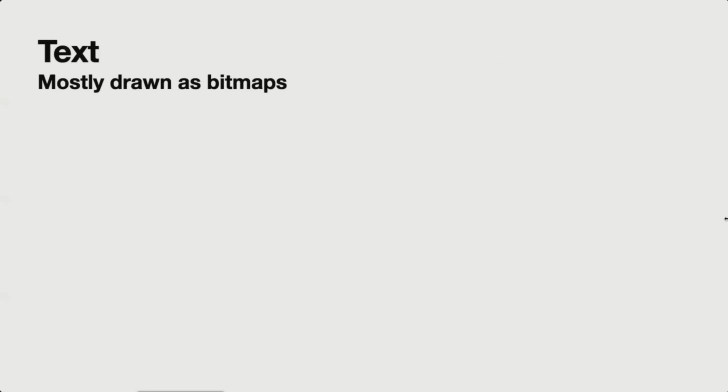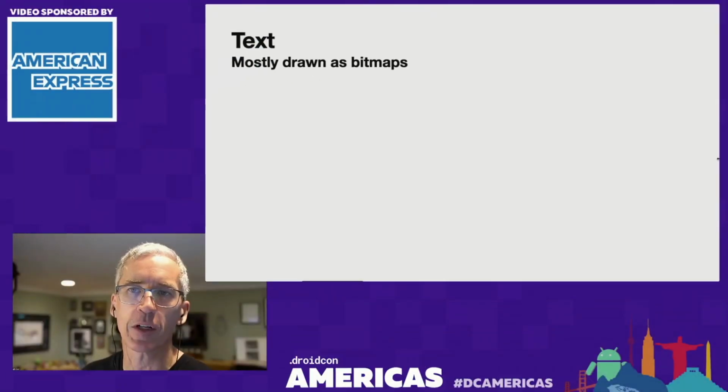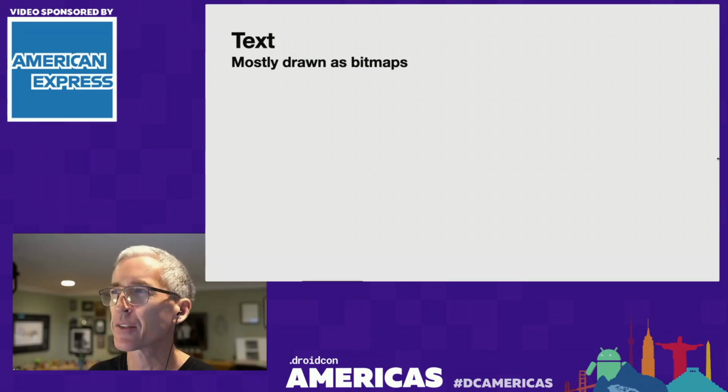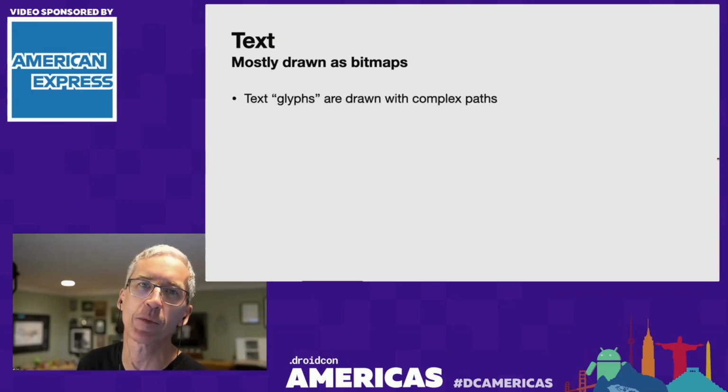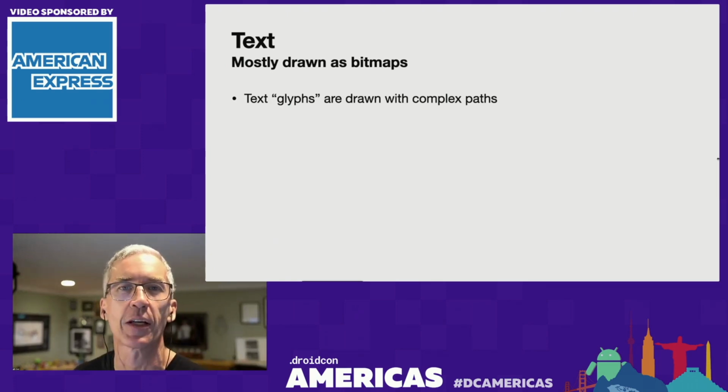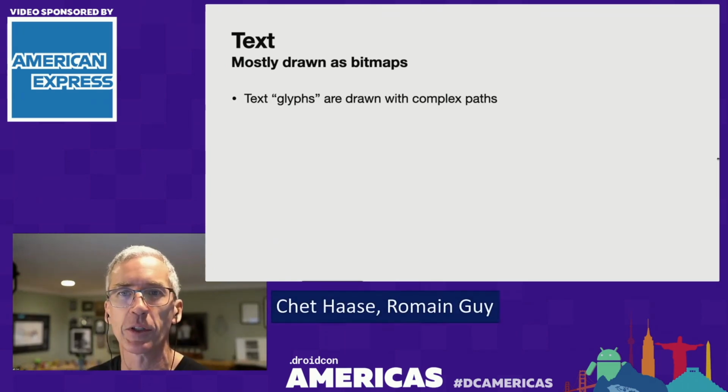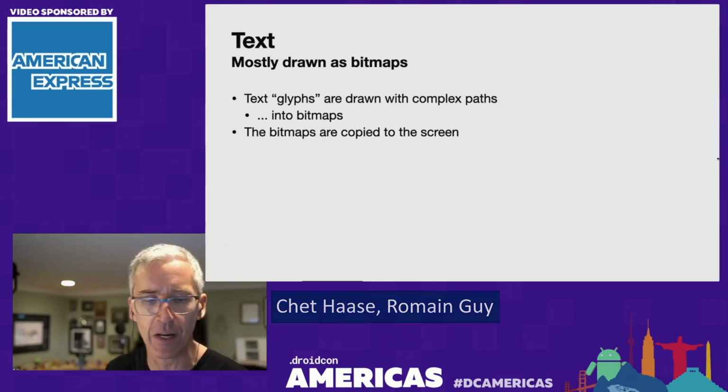So earlier we talked about text being drawn as bitmaps, which is maybe counterintuitive because aren't font glyphs actually represented as complex curves? In fact, they are. So these sort of Bezier curves that represent each of the characters that we use in text. And they are drawn with complex paths, typically into bitmaps. And why? Because it is faster.